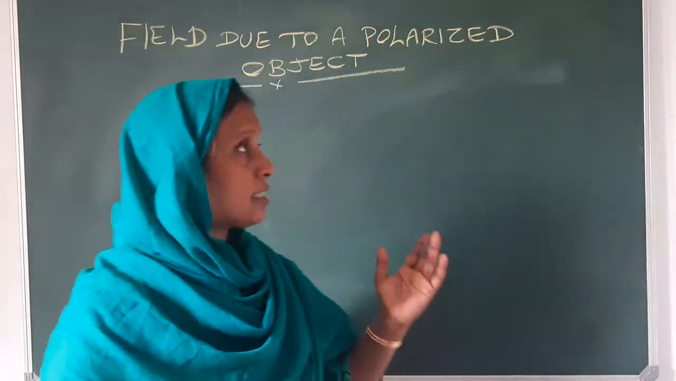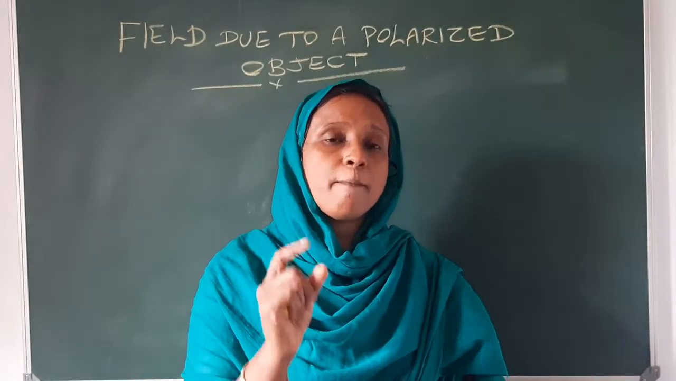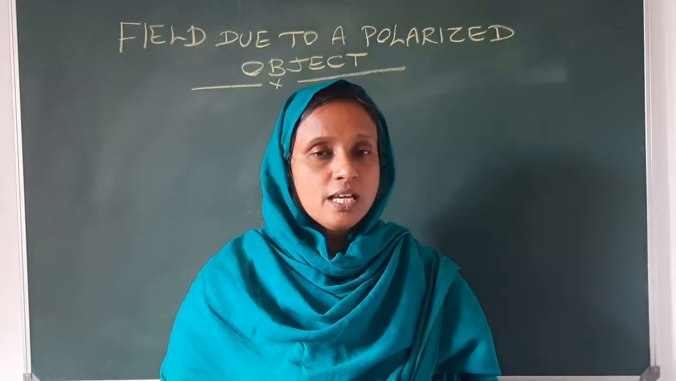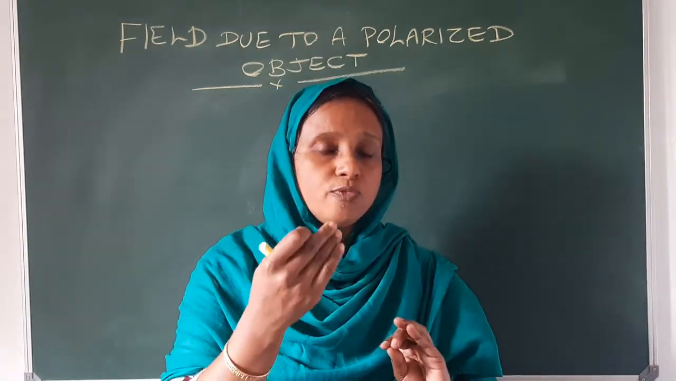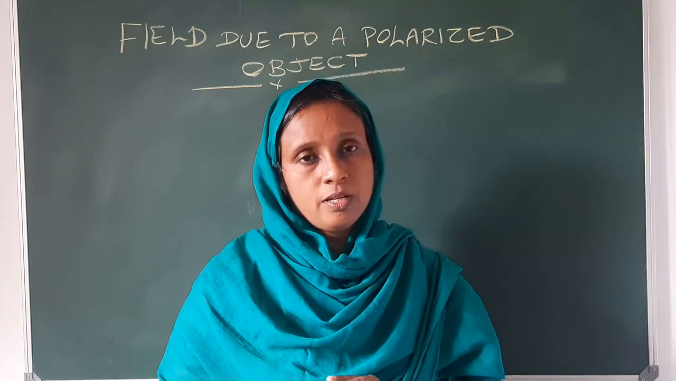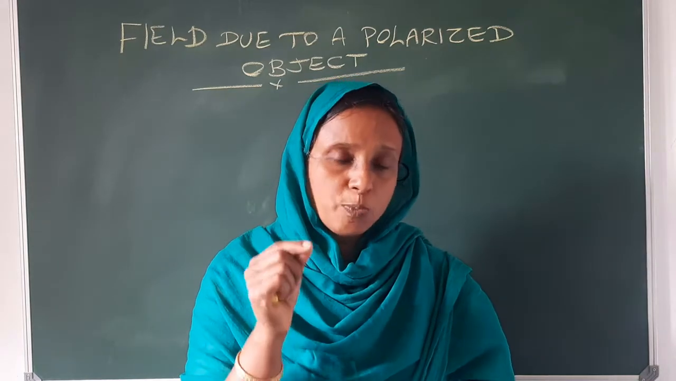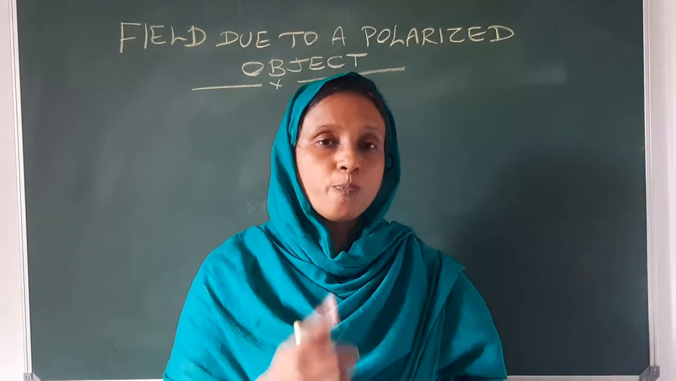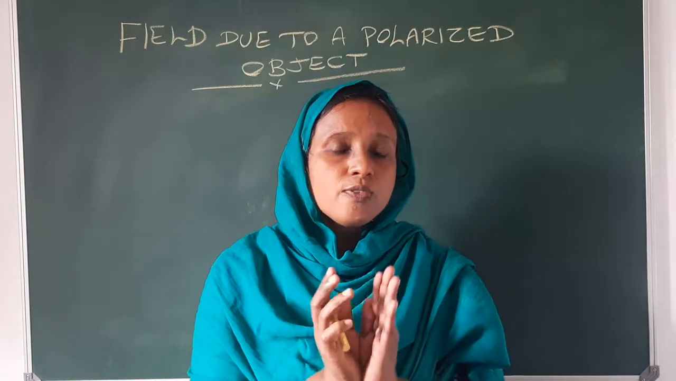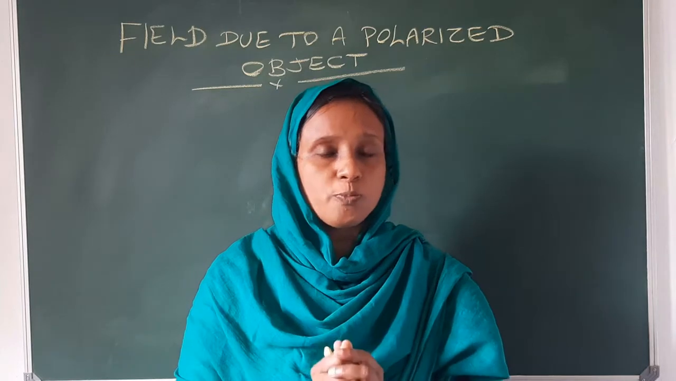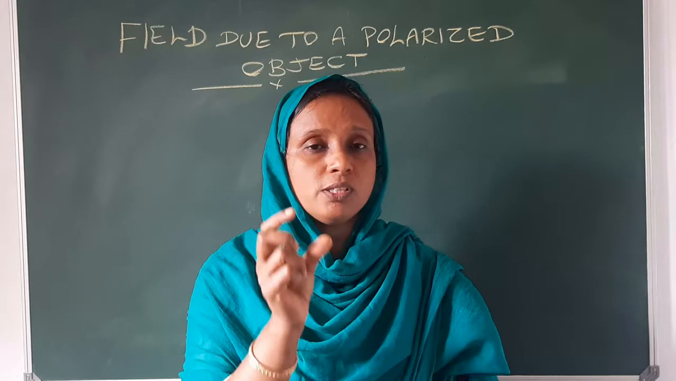Now in this context we want to find out the field produced by the polarized object. In the first case we discussed the applied field which causes the polarization. In this section we find out the expression for the field produced by the polarized object. So here we have a polarized object, which means there are an infinite number of dipoles in the material.